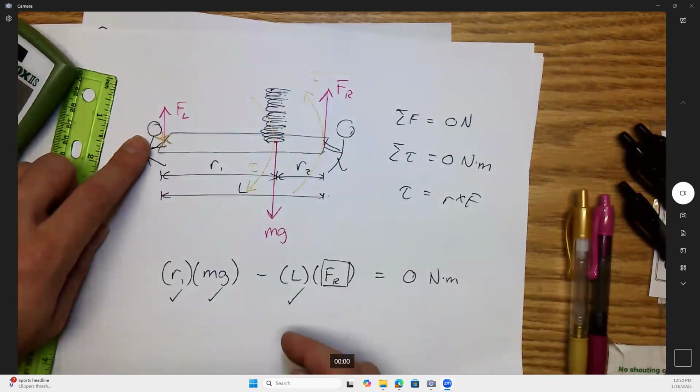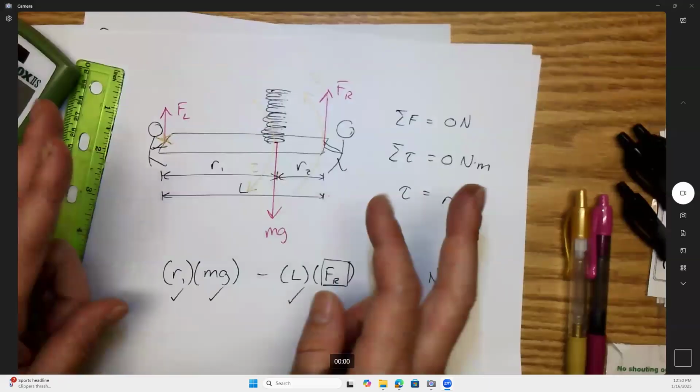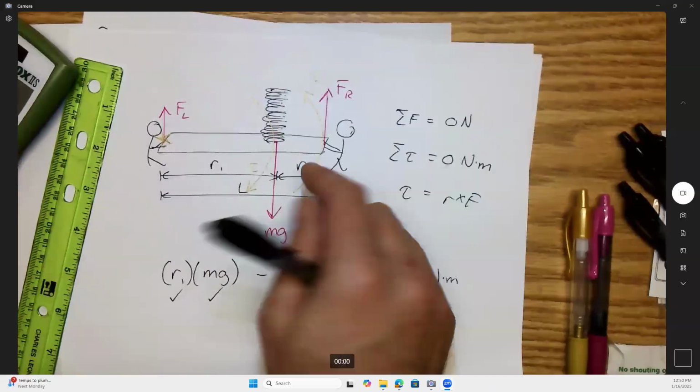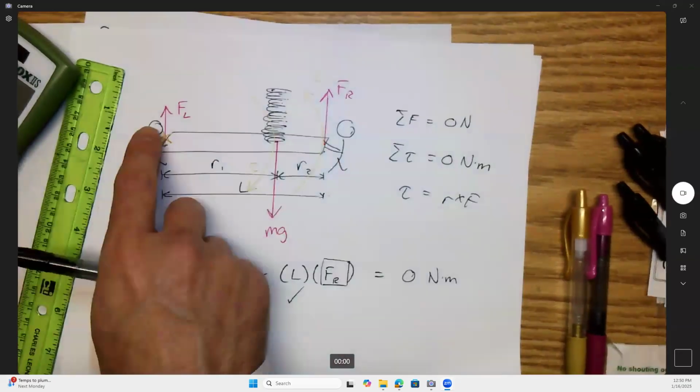Well, there's two ways to do it. One way is you could set up a new torque equation. You could just change the definition of the pivot point to anywhere else. You know, maybe over on the right side if you want. And you could solve a new torque equation and solve for the force on the left.